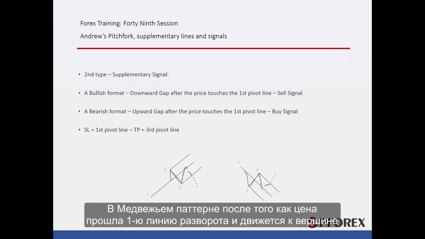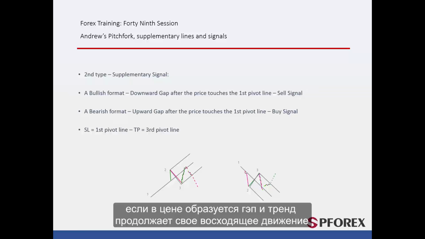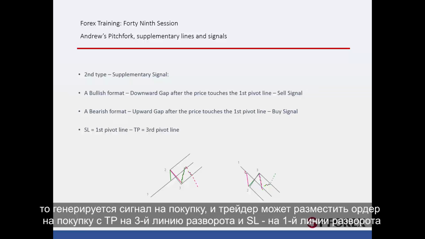In a bearish pattern, after a price passes the first pivot line and proceeds towards the top, if a gap appears in a market price and the trend continues its upward movement, then a buy signal is generated and a trader can place a buy order with TP price on the third pivot line and SL price on the first pivot line.